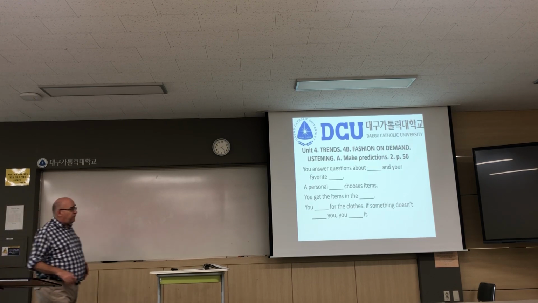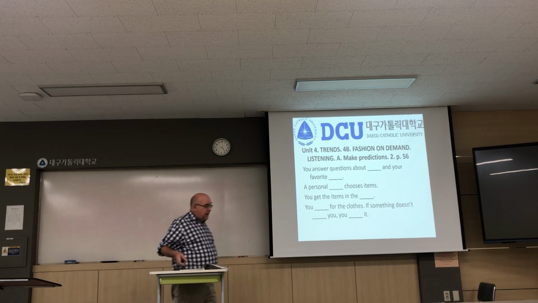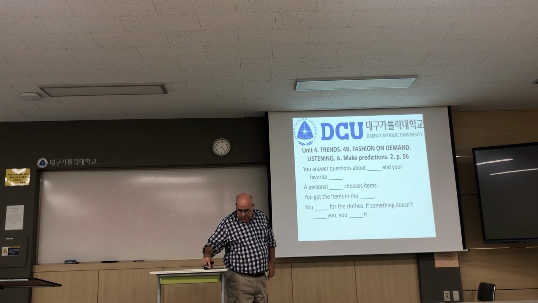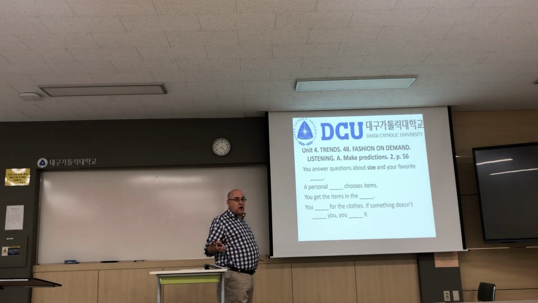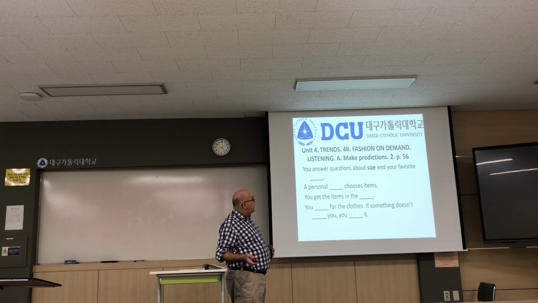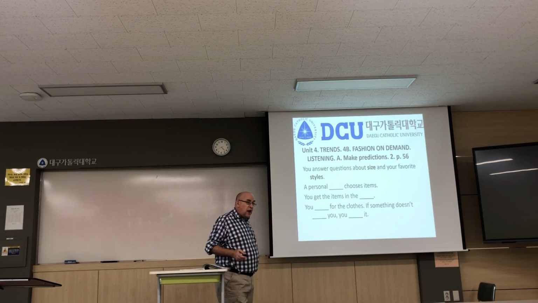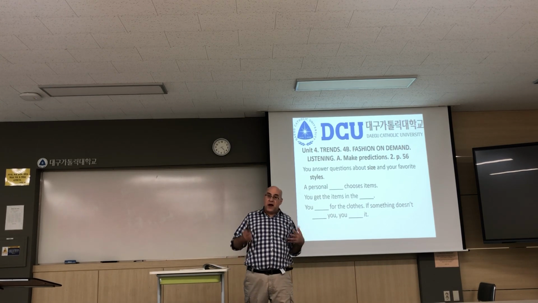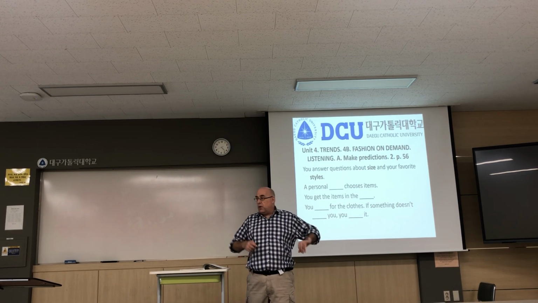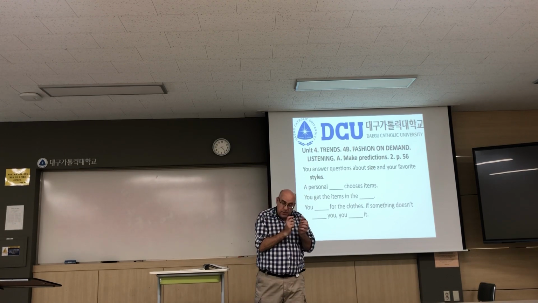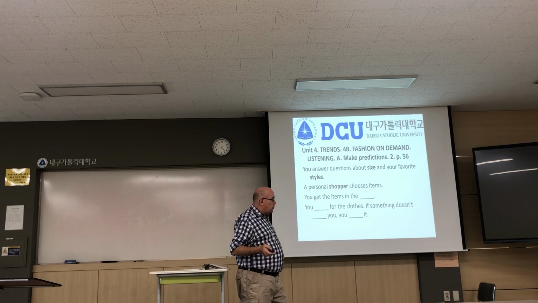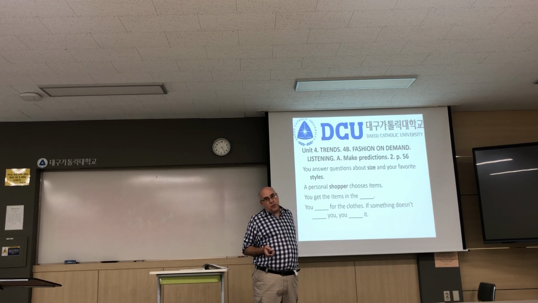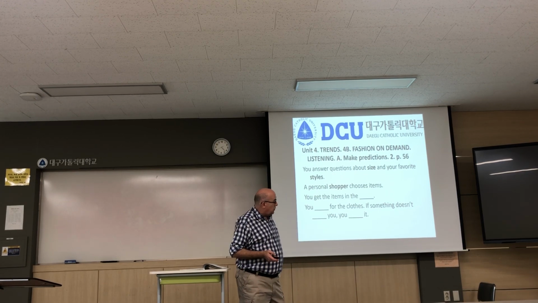Okay, we start off with filling in the blanks from that, and from the pictures at the start, you answer questions about size. How big are you? Like, I need big clothes. And your favorite styles. We do have colors we like. Do you want it to be bold or do you want it to be quiet? A personal shopper chooses items. I would love to have a personal shopper, but it costs money.